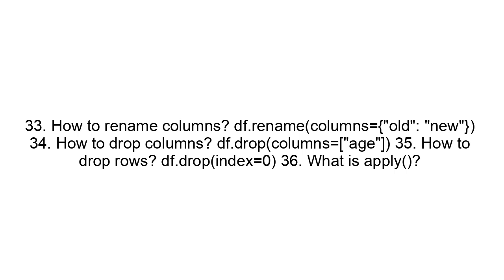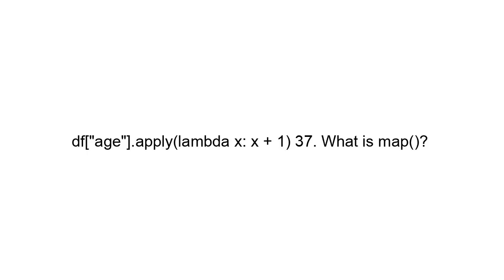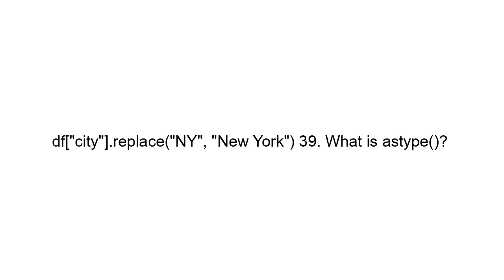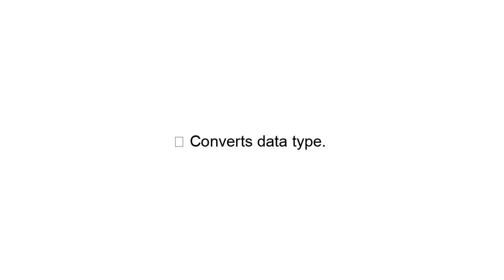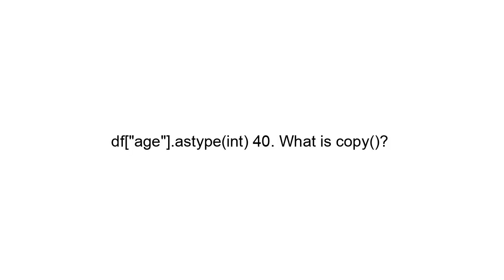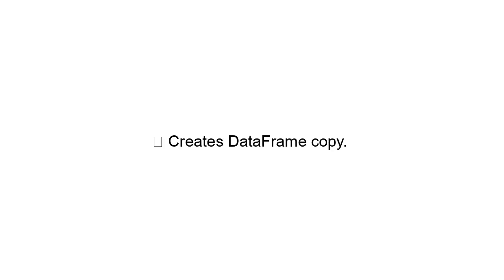35. How to drop rows. df.drop(index=0). 36. What is apply? Applies function across rows/columns. Example. df['age'].apply(lambda x: x + 1). 37. What is map? Maps values in series. 38. What is replace? Replaces values. Example. df['city'].replace('NY', 'New York'). 39. What is astype? Converts data type. Example. df['age'].astype(int). 40. What is copy? Creates DataFrame copy.